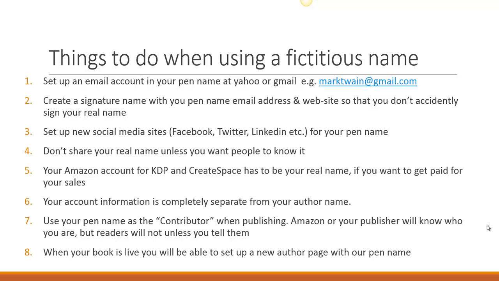Now, number five, your Amazon account for both Kindle Direct Publishing, KDP, or CreateSpace has to be your real name if you want to get paid for any books you sell. It would be the same if you use a publisher other than Amazon, KDP, or CreateSpace. They're going to want to know your real name. They're going to want you to give them a W-9 with your social security number on it so that they know who to write the checks to.